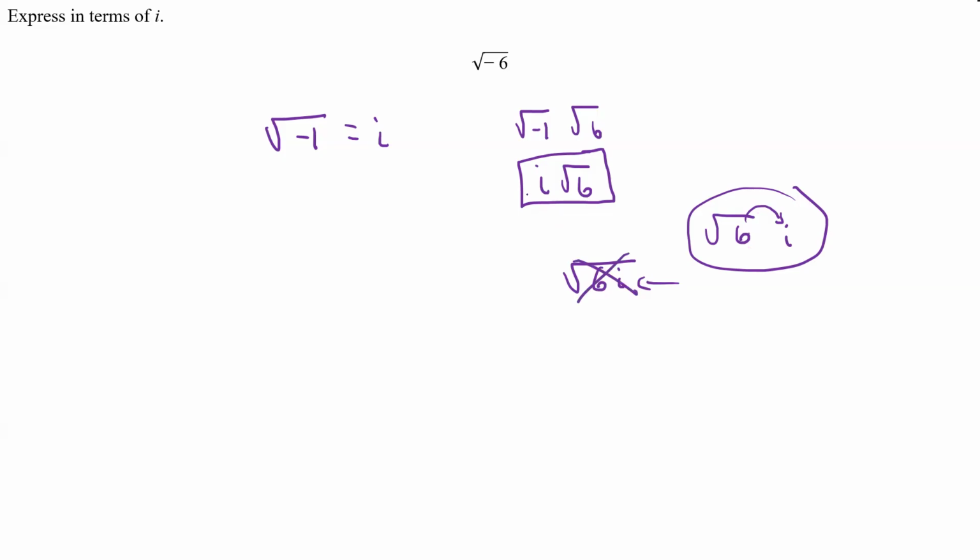And so putting the i in front of the square root is probably the best thing to do if you're typing these answers in or even writing them on paper. I can tell for sure then that you don't have the i under the square root.